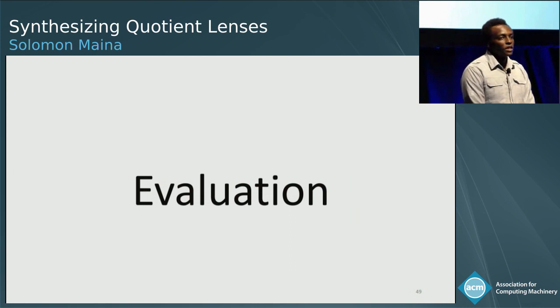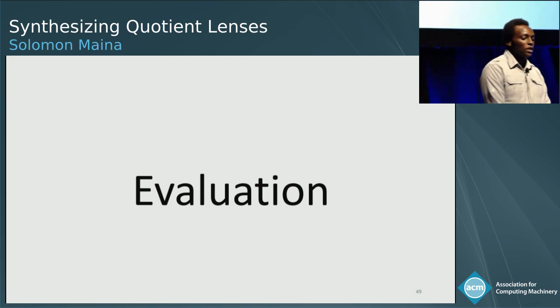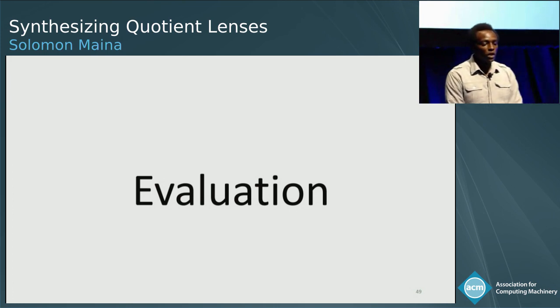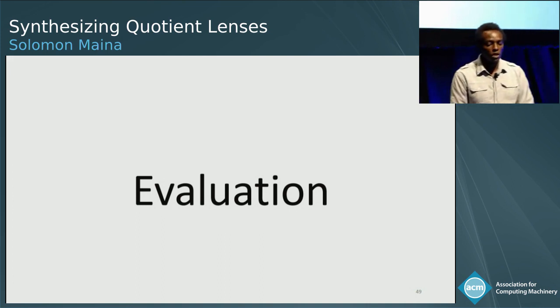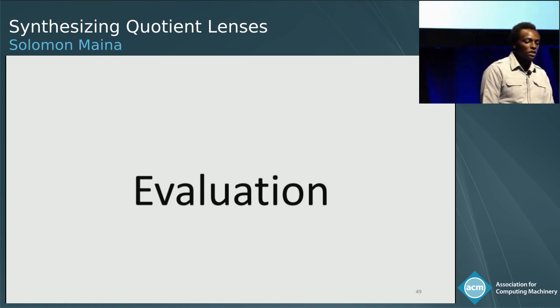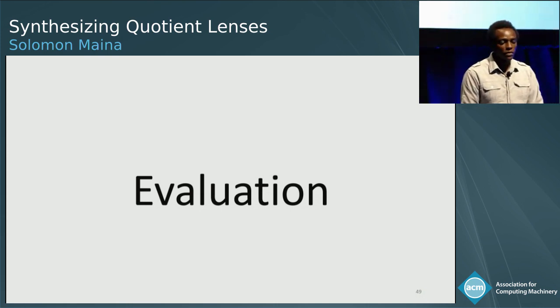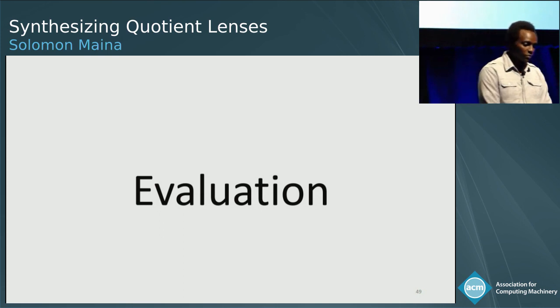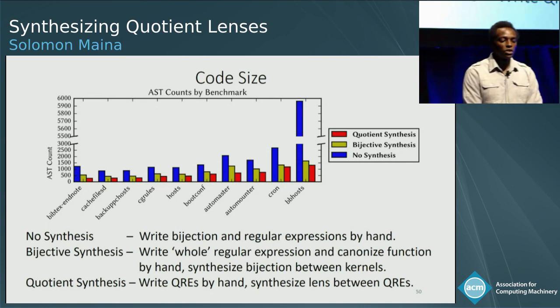So we evaluated our implementation in two different ways. We were interested in two metrics. Number one, does synthesizing lenses from QREs lead to less code? And second, is synthesizing lenses between QREs feasible? So for the first question, the question on code size.